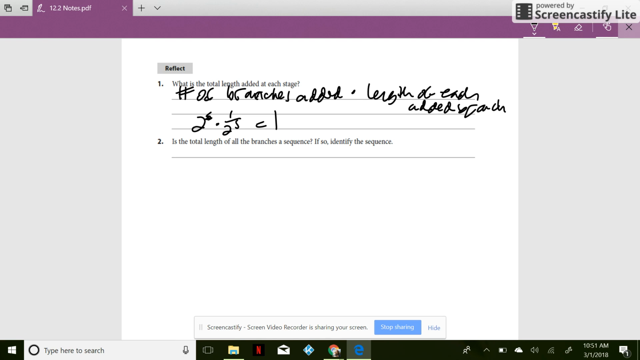So then what is the total length of the branches as a sequence? Stage 1 has a length of 1. If we're then adding 1 as a length each time, the length would increase by 1 each time until we get to stage s.